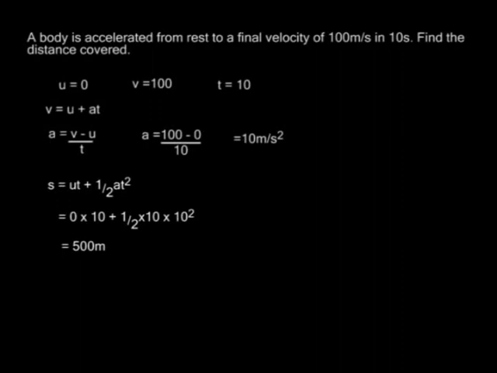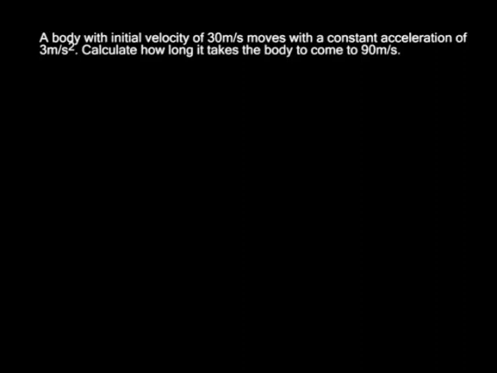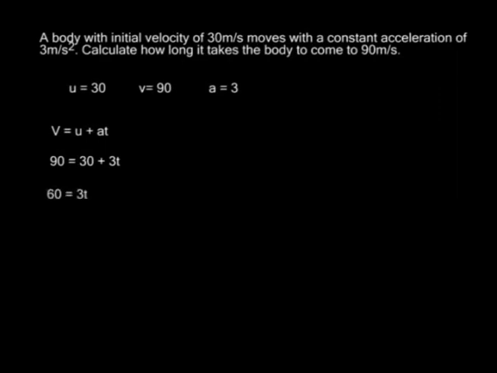Another example: a body whose initial velocity is 30 meters per second moves with a constant acceleration of 3 meters per second squared. Calculate the time taken for the body to reach 90 meters per second. Again, collect the information. u is 30, v is 90, a is 3. We can use the first equation, v is equal to u plus at. 90 is equal to 30 plus 3t. 60 is equal to 3t. And t is equal to 20 seconds.